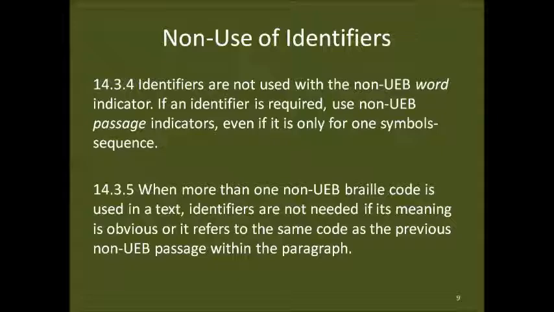Identifiers are not used with the non-UEB word indicator. We don't split up the word indicator. It only works with a passage indicator, even if it's only for one symbol sequence. So if you need to identify a word, you still use the passage indicator even though it's only one symbol sequence and not 3 or more. When more than one non-UEB Braille code is used in a text, identifiers are not needed if the meaning is obvious or if it refers to the same code as the previous non-UEB passage within the paragraph. So you only need to identify a non-UEB code once in a passage or paragraph or chunk of text.